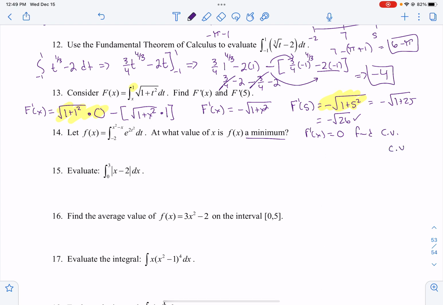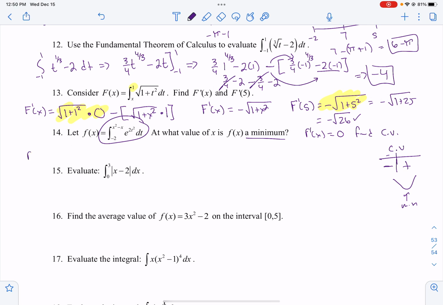I would put my critical value right here, and I would check something smaller, something bigger, and if this is negative and this is positive, that means my function is going down and then back up, which makes that a minimum. So that's what I'm looking to do. I need to take the derivative, set it equal to 0, find when that happens, and then check the left and the right. So let's take the derivative of this wonderful mess right here.